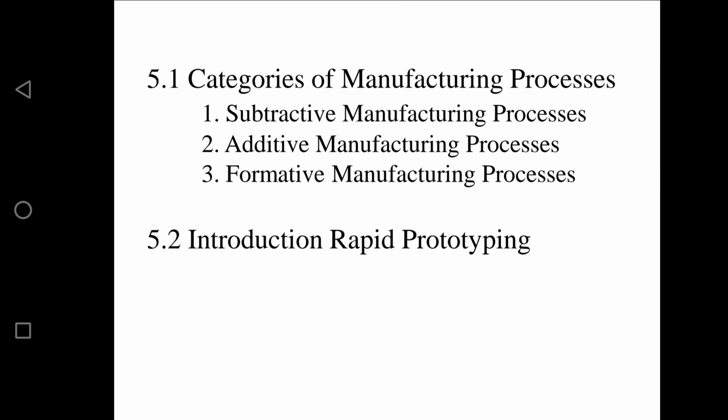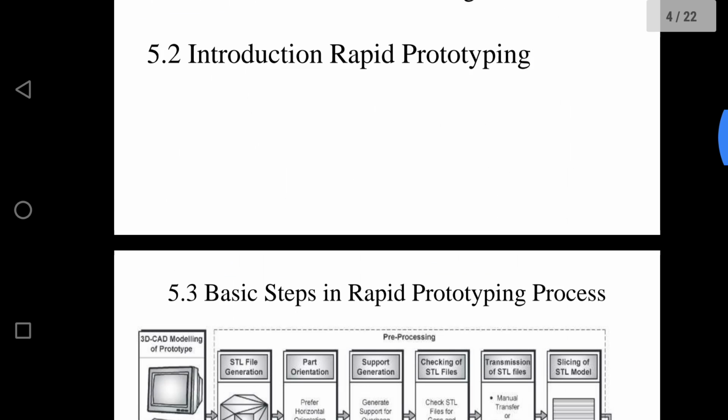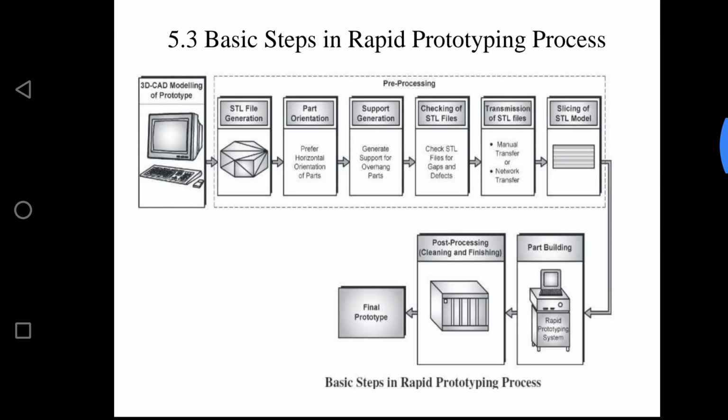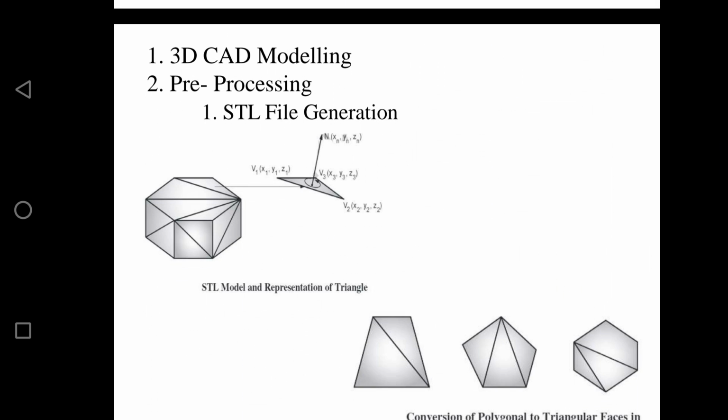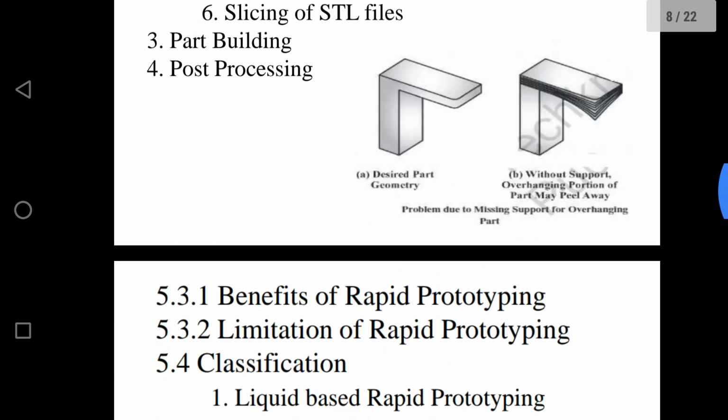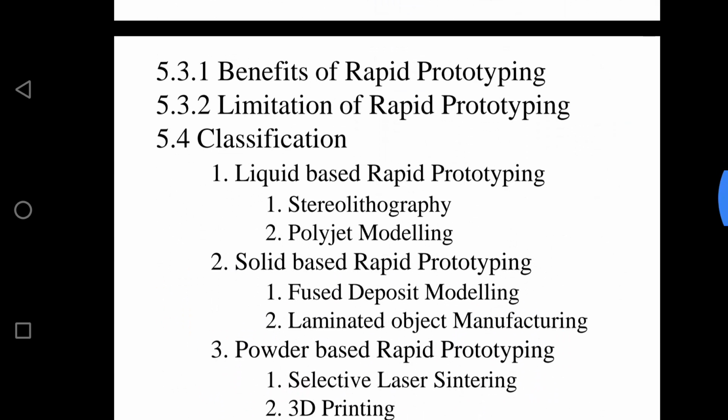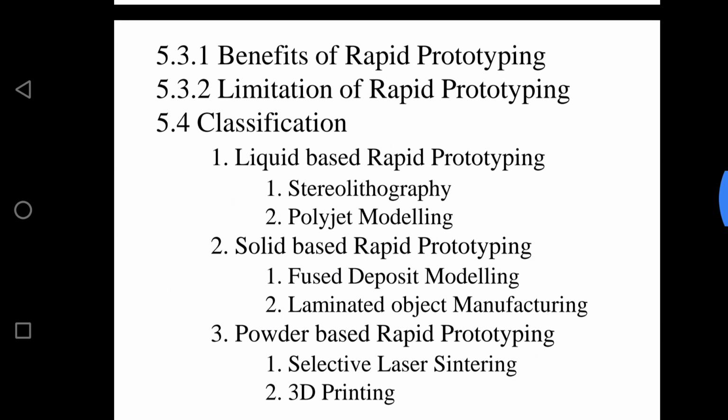After that, we came to know the introduction of the rapid prototyping. What are the basic steps in the rapid prototyping technique? We have pre-processing, processing and post-processing. Well, in that one, first one is 3D CAD modeling, then pre-processing. In that one, we have all these things. Then the post-processing. After that, we came to know what are the different benefits of rapid prototyping, limitations of the rapid prototyping, and the different classifications of the rapid prototyping techniques.